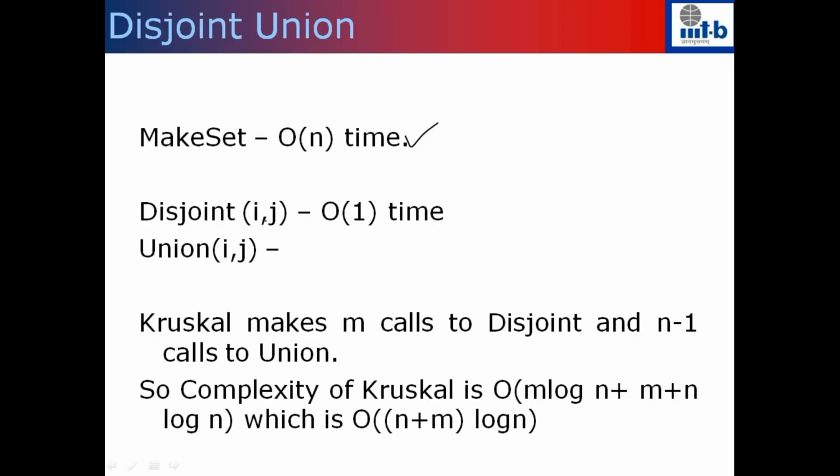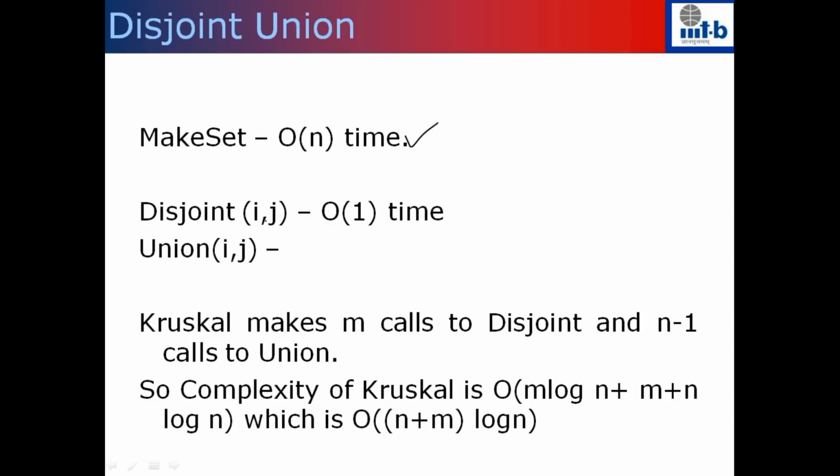Okay, so Kruskal's algorithm makes m calls to the disjoint function. You take all the edges one by one and ask whether they belong to the same set or a different set. Only when they belong to a different set, you end up merging these two. So you started with all n singleton sets, and after n minus 1 unions, you will certainly have only one set. So the maximum number of unions that you're going to do is n minus 1.